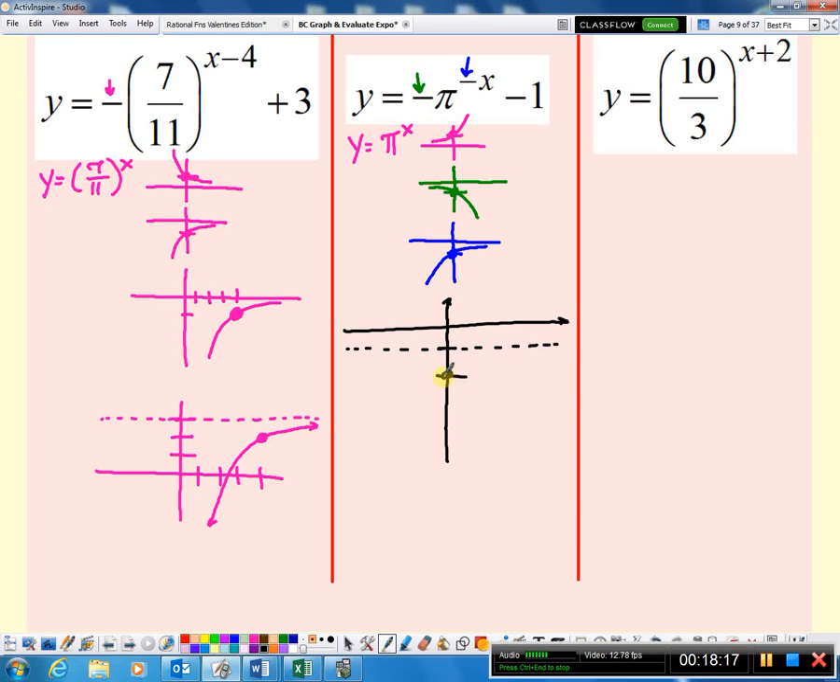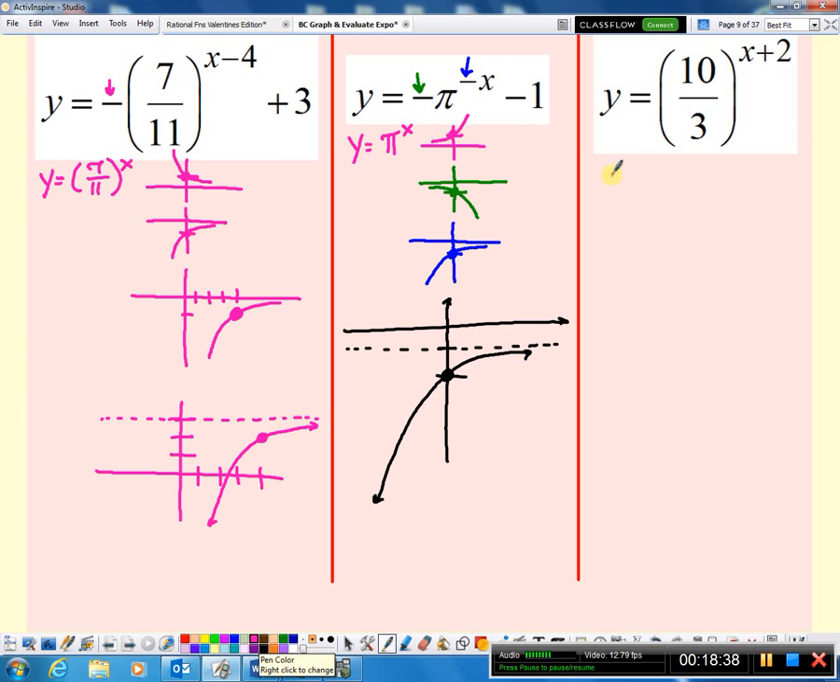And again, I might ask you questions like, what's the range? And you would say the range is negative infinity up to -1 with parentheses. Last but certainly not least, the parent function here is just y equals (10/3) to the x. This is not a hard problem, but I just want to call your attention to this.